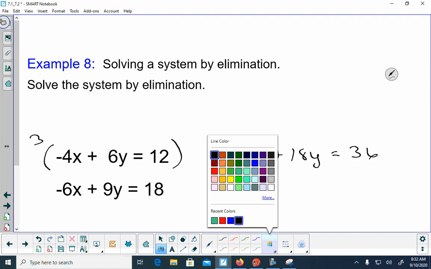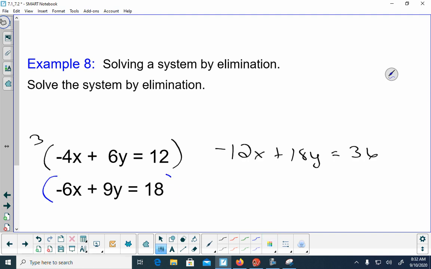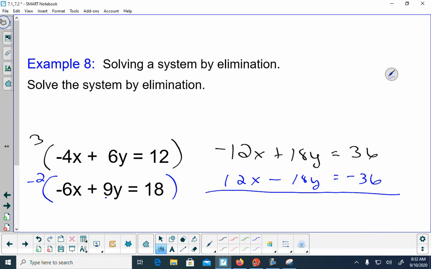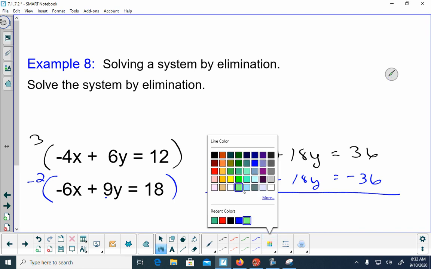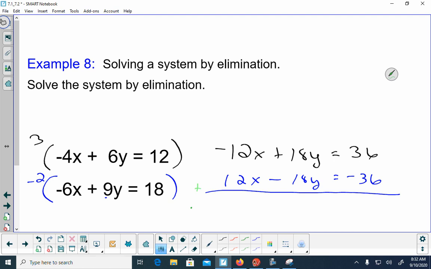I'm going to multiply the lower one by a negative 2. That way this will be a negative 18. That's kind of what I want. So this will be positive 12x minus 18y is equal to negative 36. When I add these two, I think you know what's coming. The x is equal to 0, the y is equal to 0, and this side equals 0. So you're basically left with 0 is equal to 0.